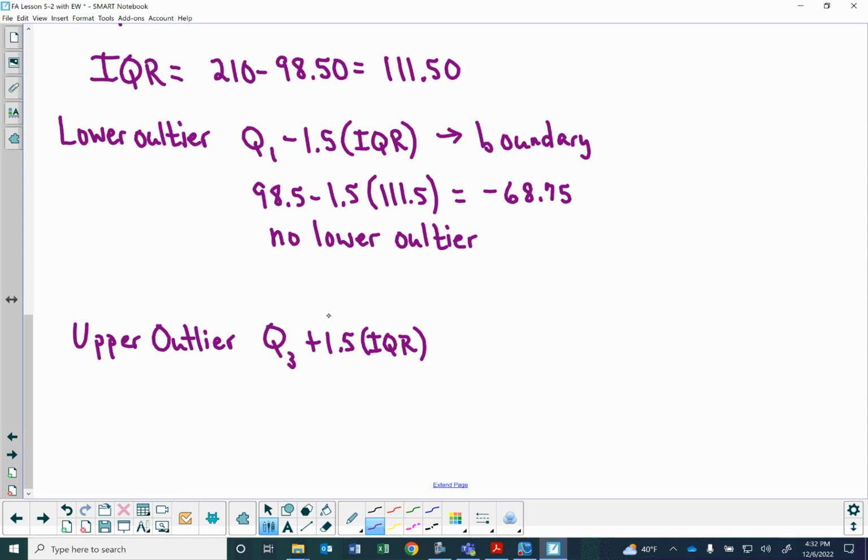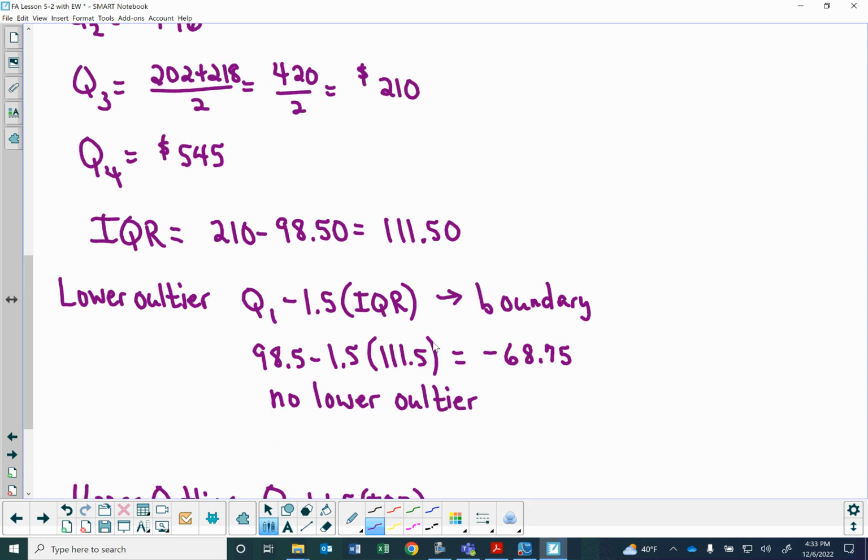So Q3, if I scroll back up here, Q3 was 210. So I'm going to have 210 plus 1.5 times 111.5, and I'm going to get that value. If I do that, I have 210 plus 1.5 times 111.5. That gives me 377.25. So any number above 377.25 will be considered to be an upper outlier.